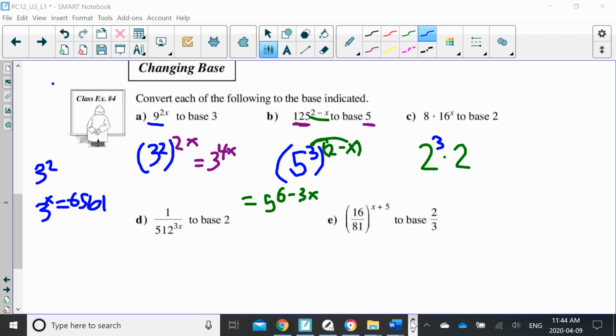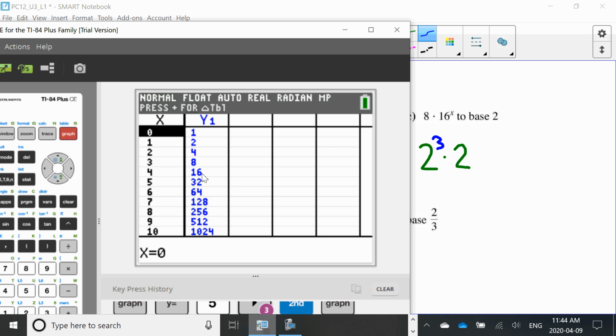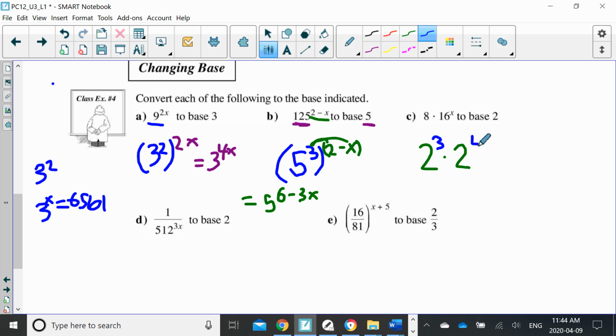And for 16, going back to my calculator, 2 to the power of 4 will give me 16. So I'll put a 4 there. So I've converted 8 to base 2. We're going to do a lot of this in calculus. Convert 8 to base 2, and I've converted 16 to base 2.